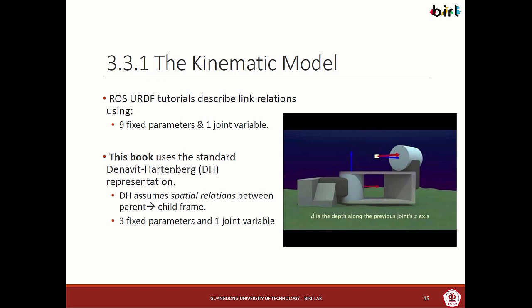When you look at ROS URDF tutorials, they're normally going to use 9 fixed parameters and 1 joint variable to describe things. They don't use a DH parameter representation that is commonly taught in classes. If we use DH parameter representation, if you remember from the class, we end up just using 3 fixed parameters and 1 joint variable. Okay, just something to keep in mind.